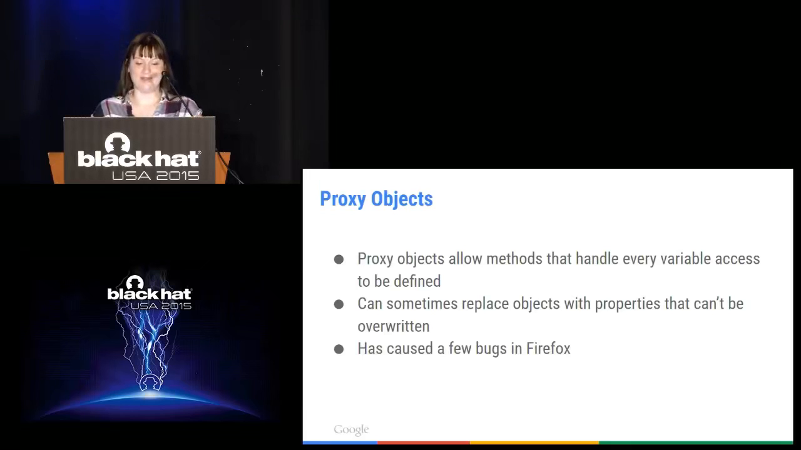So another option you have is to use a proxy object. And these are in JavaScript and ActionScript 3. They basically allow methods that handle variable access to be defined. And you can basically define everything. You can define what happens if a getter gets called, what happens if a setter gets called, what happens if an unknown field gets accessed, what happens if you enumerate, whatever. And these have caused a few bugs in Firefox.